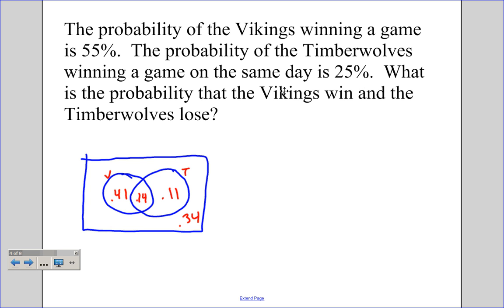So now if we look at this, what's the probability that the Vikings win? So it's inside of this circle, and the Timberwolves lose, so it's outside of this circle. So it has to be this probability, which is 0.41. So there's a 41% chance that that will occur.